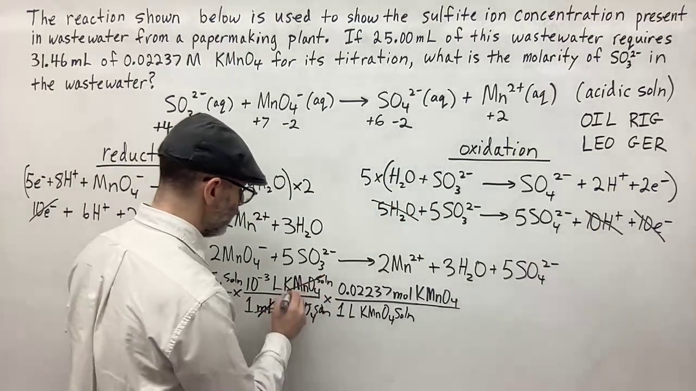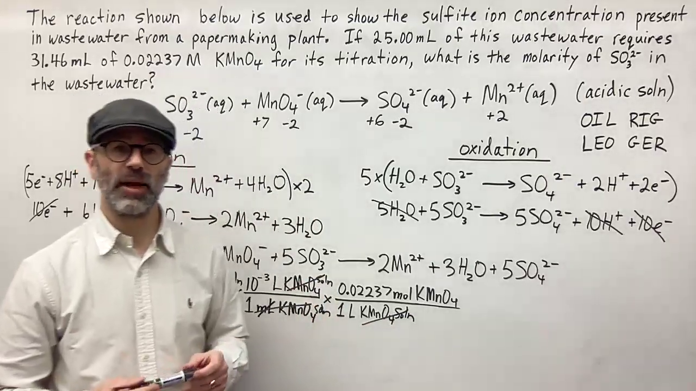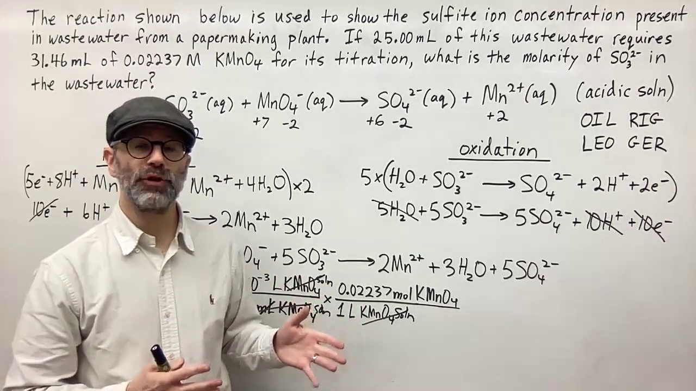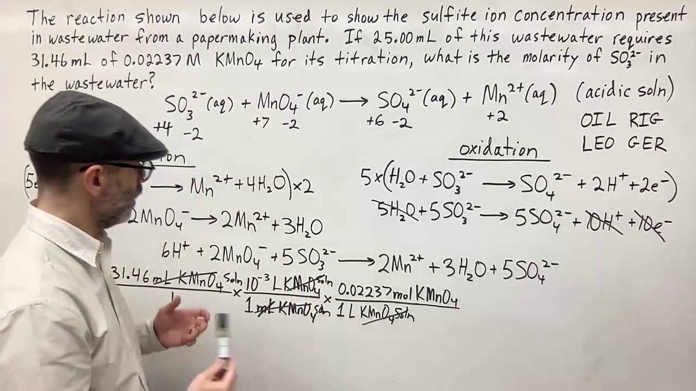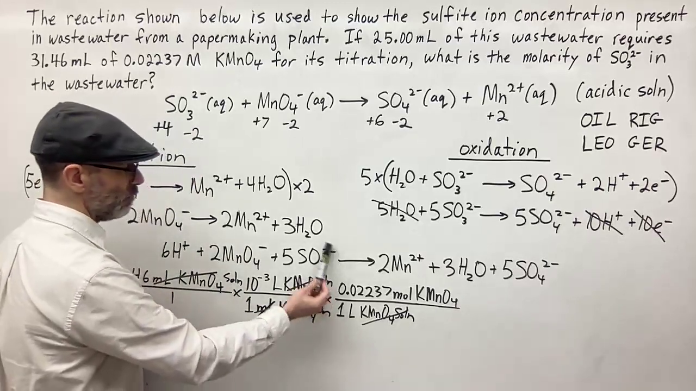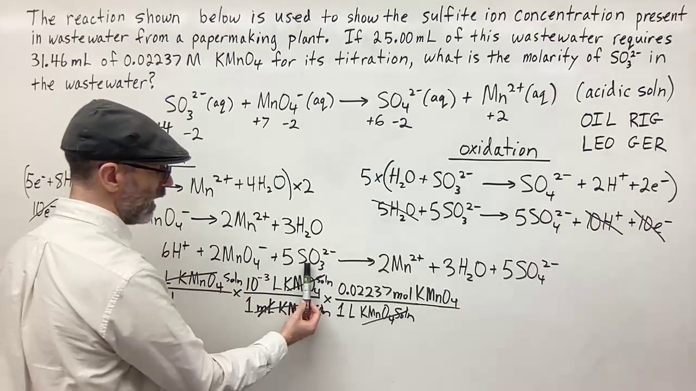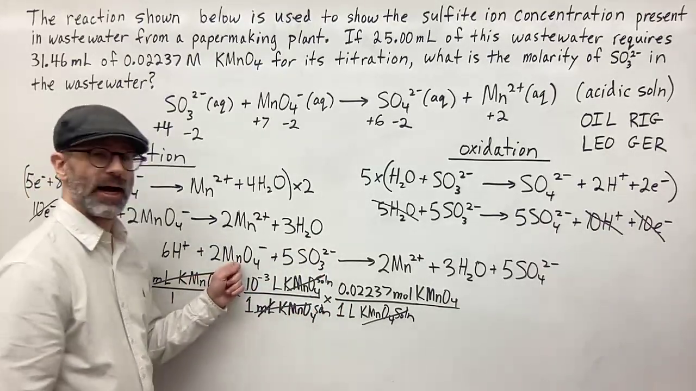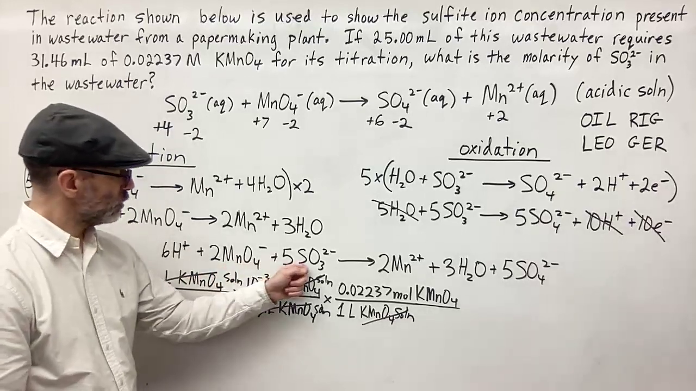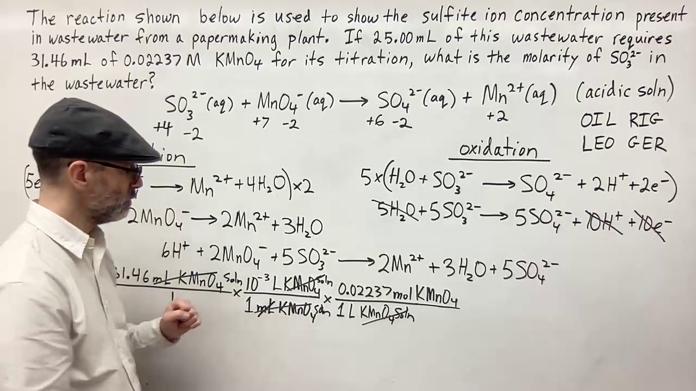And liters of the KMnO4 solution are going to cancel out. And now I have moles of KMnO4. Now I can convert that to moles of the sulfite using my balanced equation. So here, for every 5 moles of your sulfite ion, I have 2 moles of the permanganate ion needed to react with it. So it's a 2-to-5 ratio. So there's my mole ratio that I'm going to use.